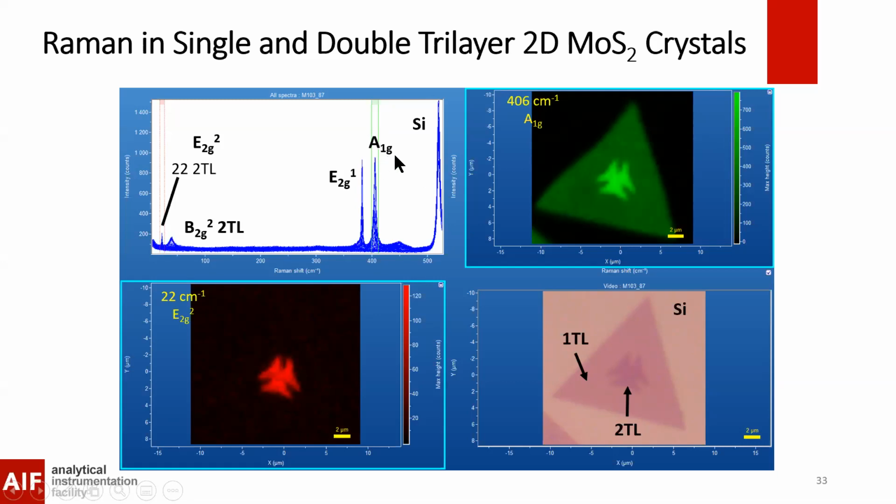And the peak at A1G shows in both one trilayer and two trilayers. But it shows a higher intensity in this two trilayer position because it is thicker and the intensity coming from that area is actually stronger.